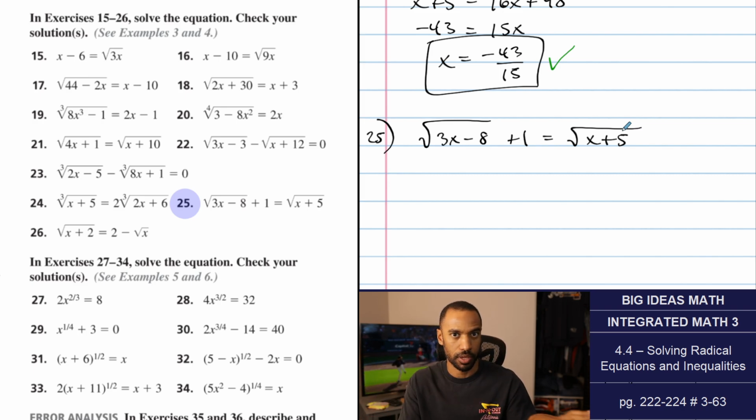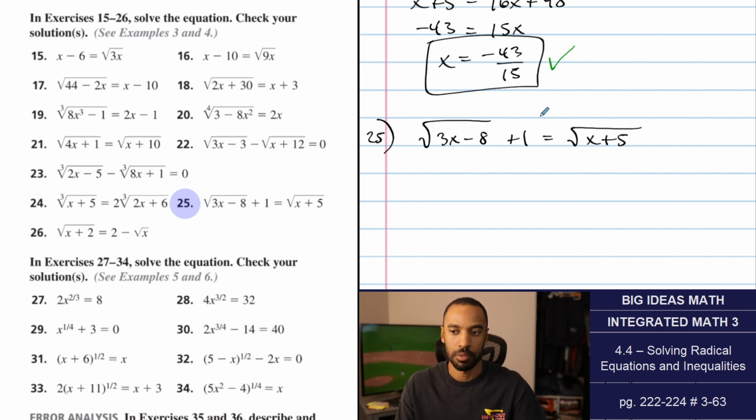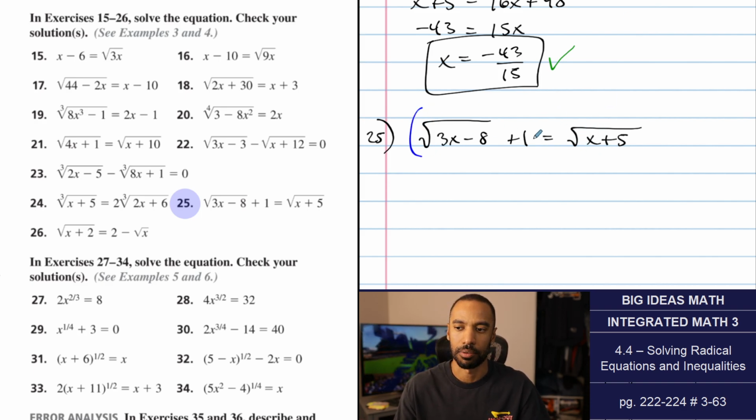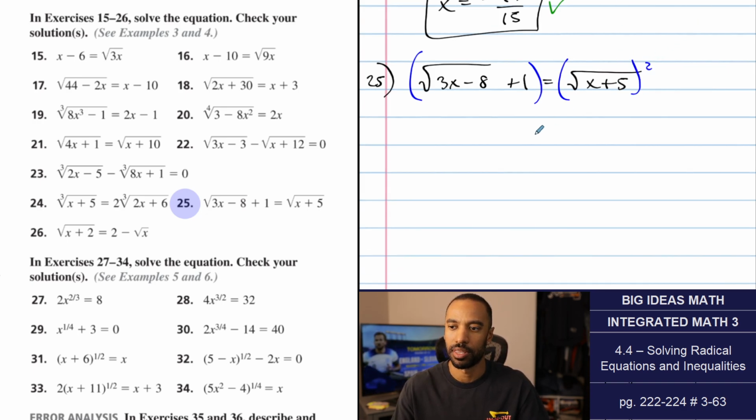You don't want both radicals on the same side of the equation, and it's impossible to isolate both right now. This one's isolated, so we're in good form. Let's square both sides right now. The tricky part is the left side of the equation, because you have to remember that it is going to become a perfect square trinomial, whereas the right side becomes just x plus 5.